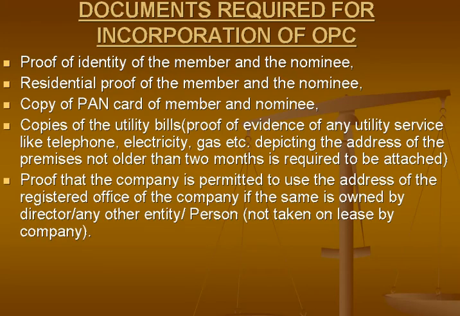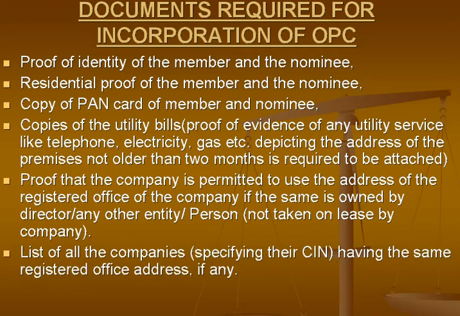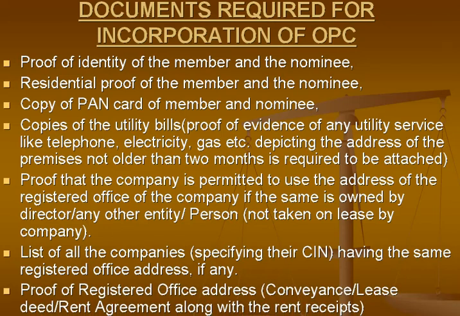Proof that the company is permitted to use the address of the registered office, if the same is owned by the director or any other entity or person, that is, not taken on lease by the company. List of all the companies specifying their CIN having the same registered office address, if any. Proof of registered office address, that is conveyance, lease deed, rent agreement along with the rent receipts.